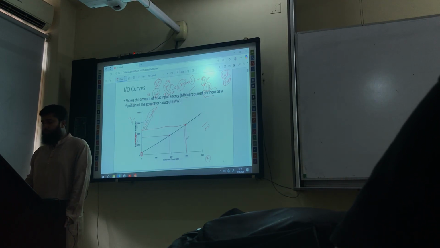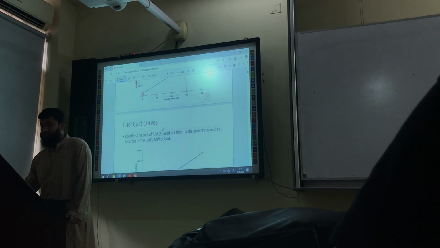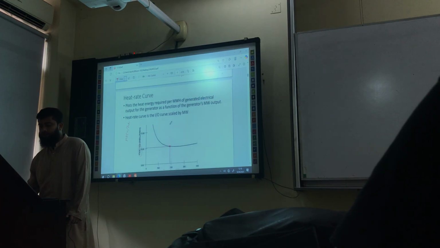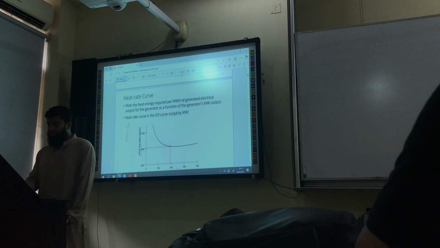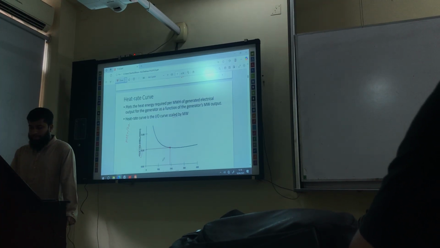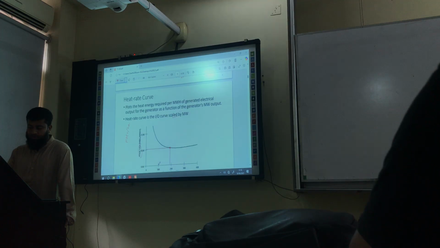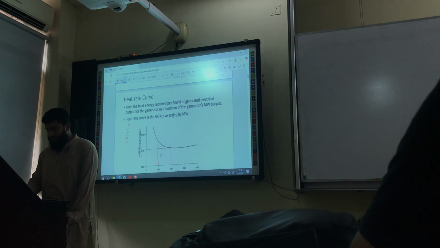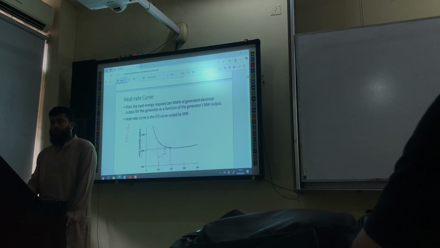That is the information that you actually get directly from this curve. But the heat rate curve tells you a different thing. What is that thing? Here this is scaled by megawatt, which means it will give you some more information. Let's say this is 100 megawatt, and the next point is 101 megawatt. To produce the additional 1 megawatt of power, how much additional heat input energy is required? That information you will get from this part.